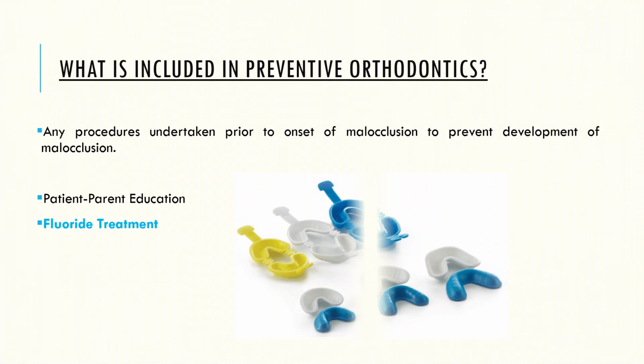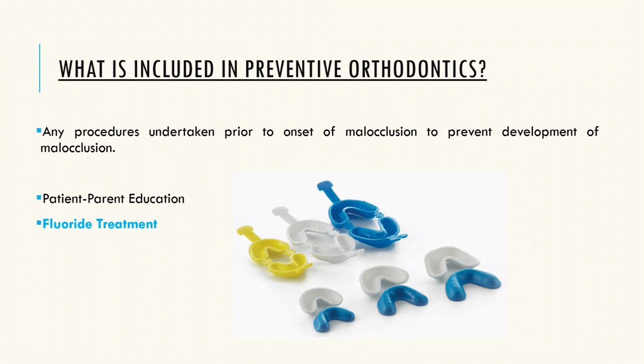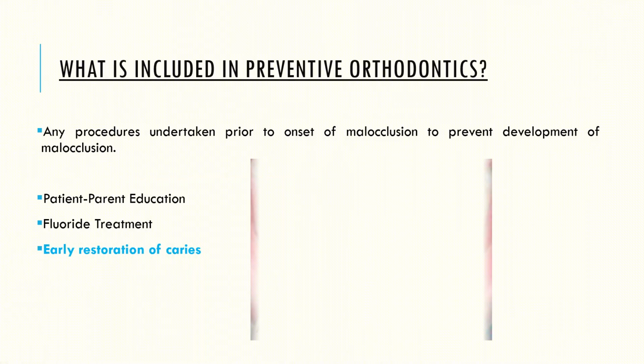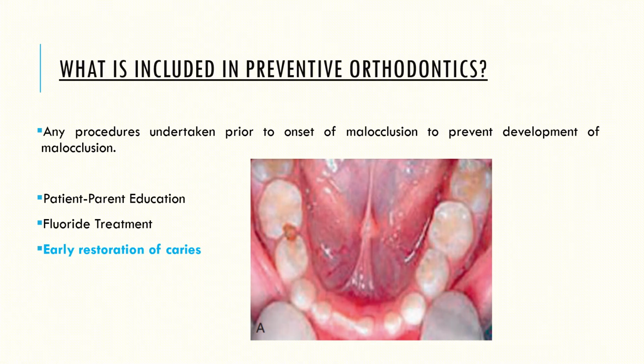Next is fluoride treatment. Fluoride treatment is undertaken in the deciduous and the mixed dentition so as to avoid dental caries. Early restoration of caries is done so as to avoid extraction of deciduous teeth, provide adequate contact points between the teeth, and to maintain the arch length.